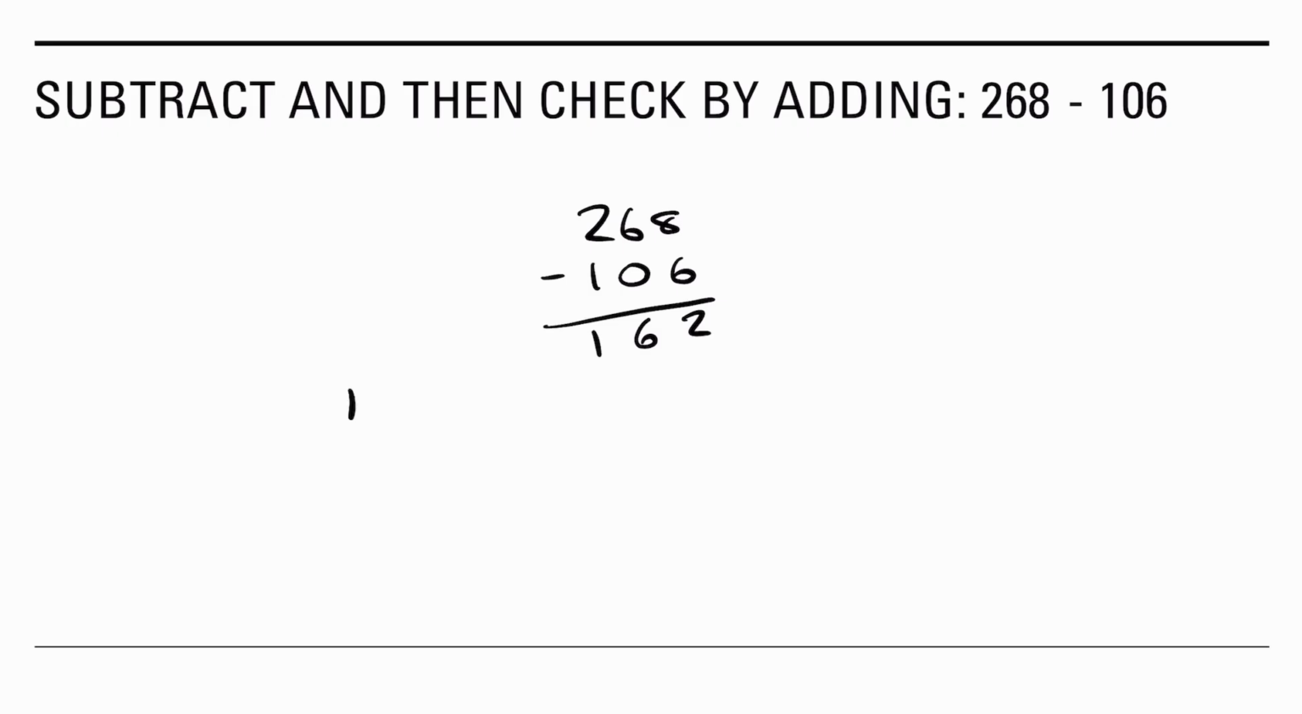And so now to check by adding, we add 162 and 106. 2 plus 6 is 8, 6 plus 0 is 6, and 1 plus 1 is 2, and so we do get the same number back.